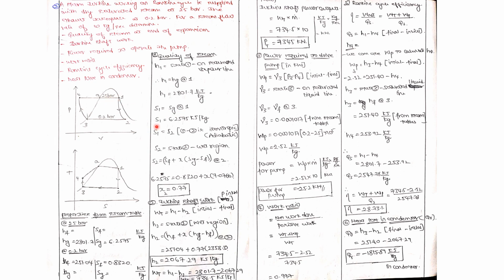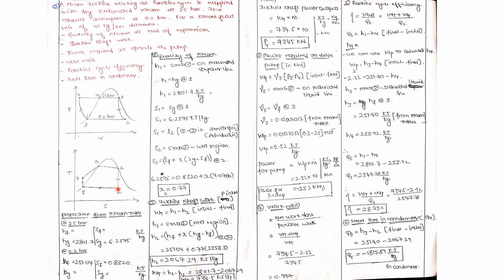Since you have followed the same procedure for the previous problem also, correct? From S1 to S2, it is an isentropic process. Therefore S1 is equal to S2. S1, you know what the value of S1 is, since you have calculated it, now that will be equal to S2. Where is state 2? State 2 is in the wet region.